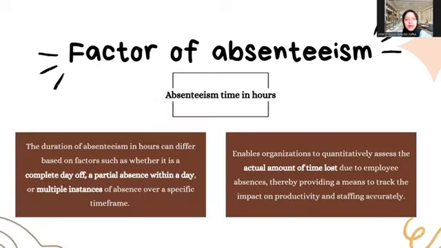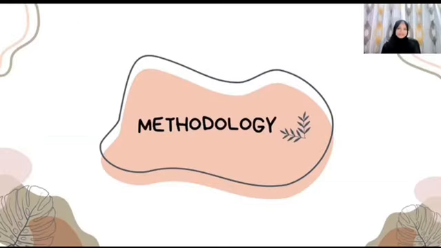Jens et al. 2007 stated that obese workers had at least 14 more days of absenteeism when compared to workers with normal BMI. And lastly is absenteeism time in hours, where the duration of absenteeism in hours can differ based on factors such as whether it is a complete day off, a partial absence within a day, or multiple instances of absence over a specific time frame. And it enables organizations to quantitatively assess the actual amount of time lost due to employee absence, thereby providing a means to track the impact on productivity and staffing accurately. So that's all from my part.